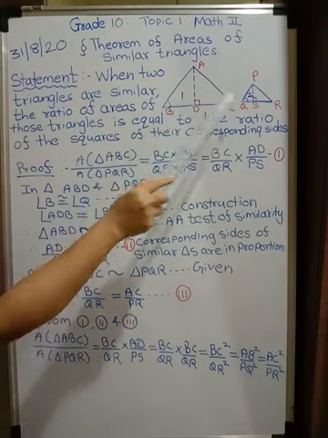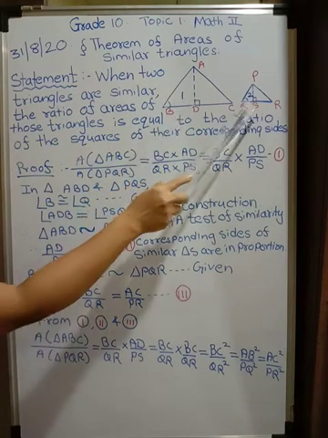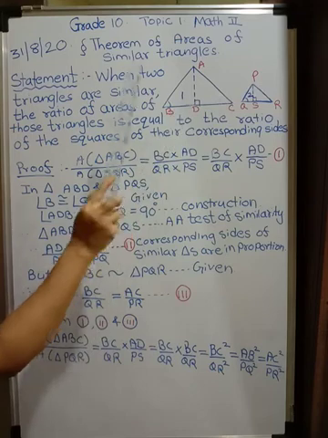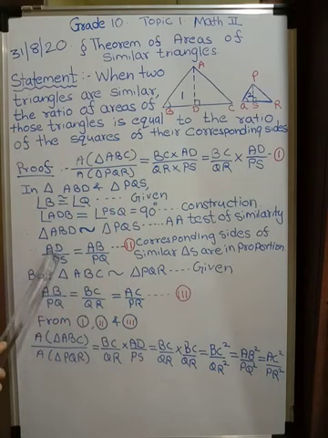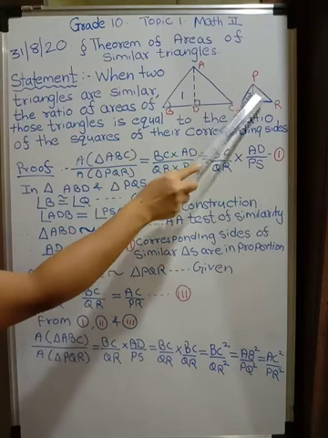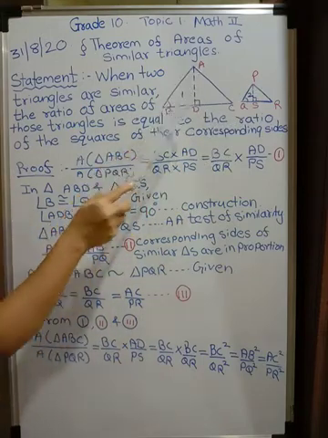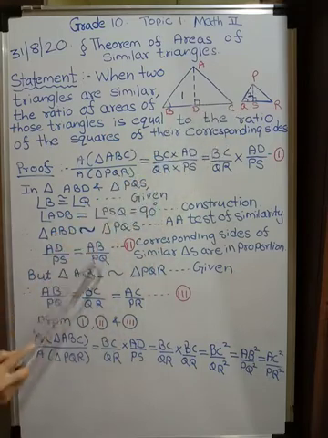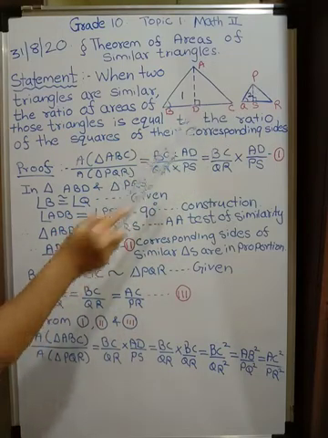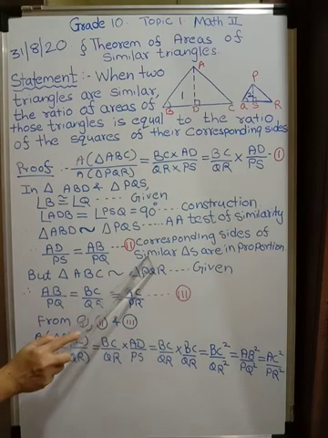Now once the triangles are similar, sides are in proportion. So what are the sides which are in proportion of these two triangles? See what I am writing. AD upon PS, both perpendiculars, is equal to AB upon PQ. These are corresponding sides of these similar triangles. Okay, they are in same proportion.